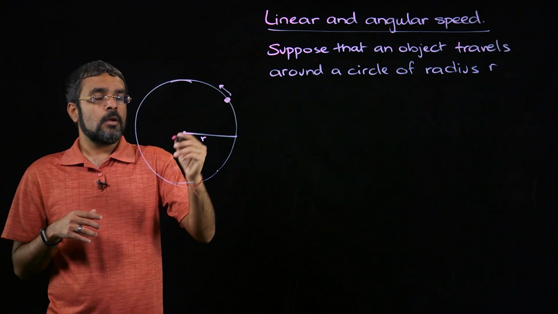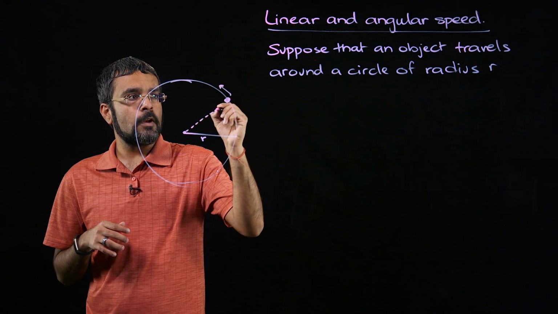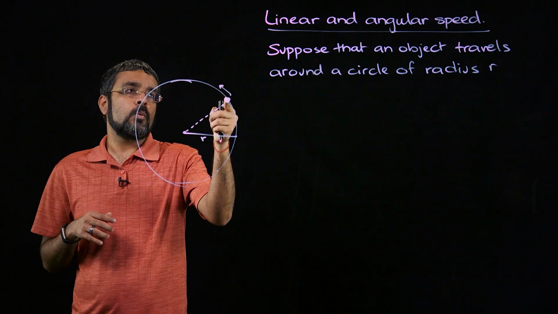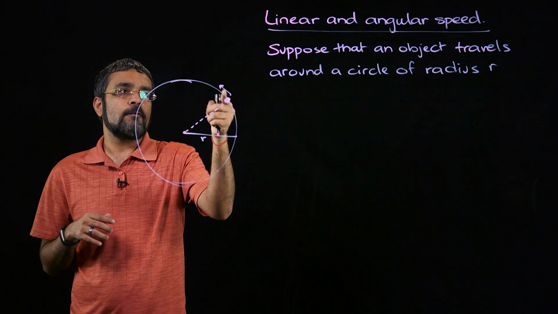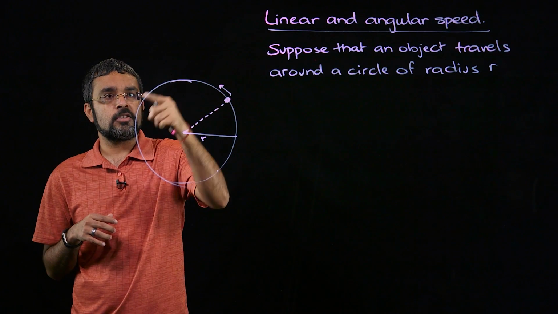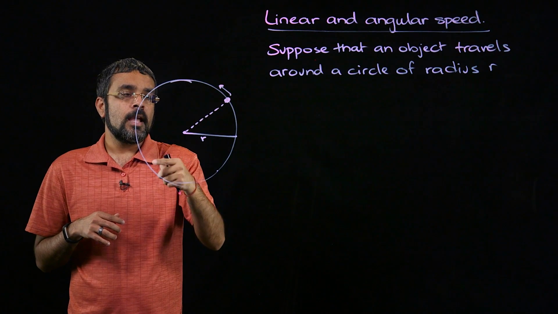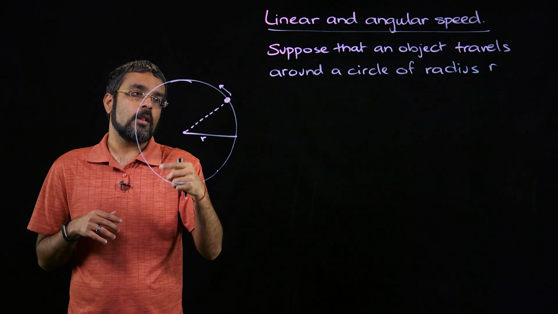Okay, so think about it. There are two types of velocities, right. One is what we call linear speed. That is, how fast is it moving? How fast is the distance changing? That's my linear speed. And then the other speed that I have is what we call the angular speed.